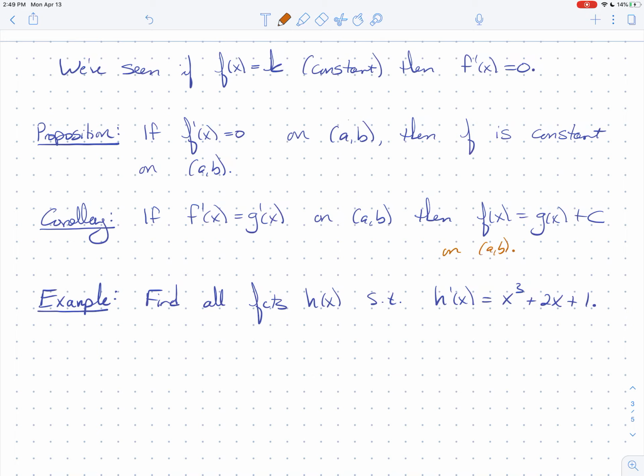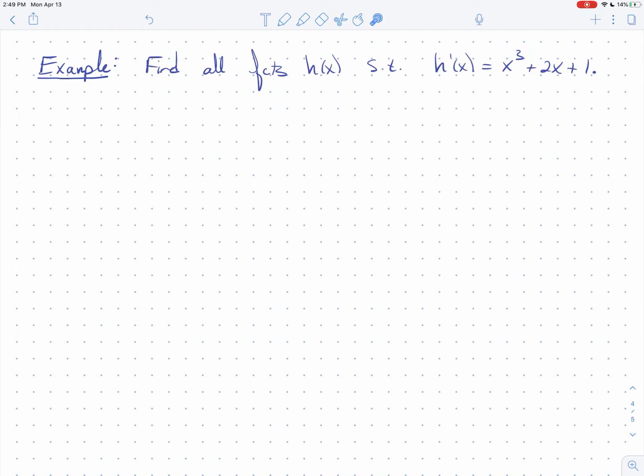So let's do an example with this. So I want to find all functions h of x such that h prime looks like that. And so I'm going backwards now. This is kind of weird. We're going to do this a lot in the next section, but I'm going backwards. And so I'm going to think about the power rule. And if I were going to take the derivative of x cubed, I'd get 3x squared. I want to go the other way. I need a function whose derivative is x cubed.